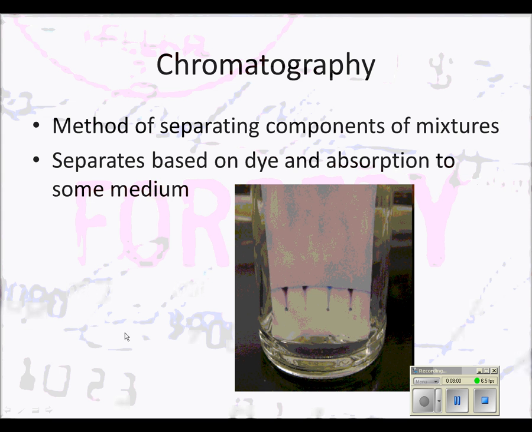Chromatography is a method of separating components of mixtures using a solvent. You can put multiple spots onto a thin layer chromatography plate or onto chromatography paper. You put a solvent in the chamber, and as the solvent moves up the paper, the ink will separate into its component colors, and that would give us an identifier of whether the inks actually match or not. And the more soluble the ink is, the further it's going to go up the paper.